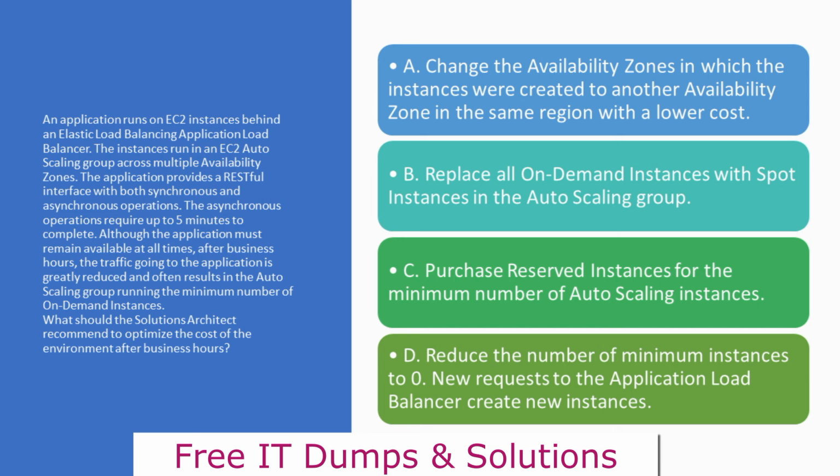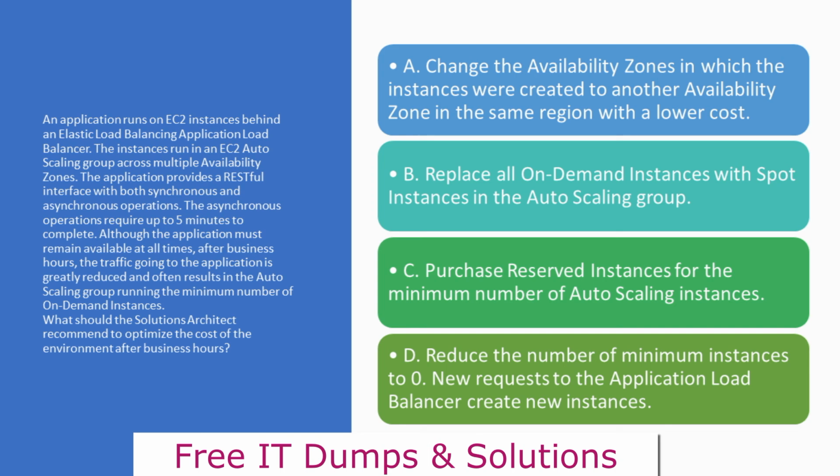Options we have: A. Change the availability zones in which the instances were created to another availability zone in the same region with a lower cost. B. Replace all on-demand instances with spot instances in the auto-scaling group. C. Purchase reserved instances for the minimum number of auto-scaling instances. D. Reduce the number of minimum instances to 0. New requests to the application load balancer create new instances.